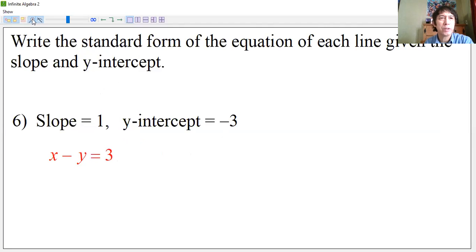We shall continue this up to number 8. Okay. So we still have 2 more examples. This is number 7. Slope is 1. y-intercept is 2. Write in standard form. Okay. Going back to the other screen. The given are slope 1.